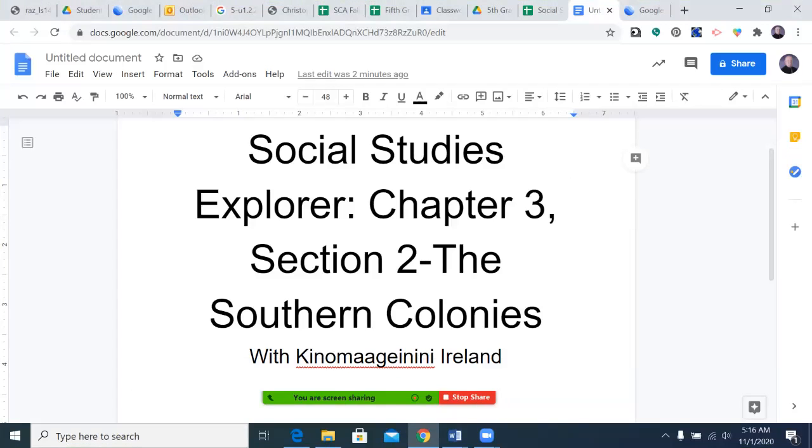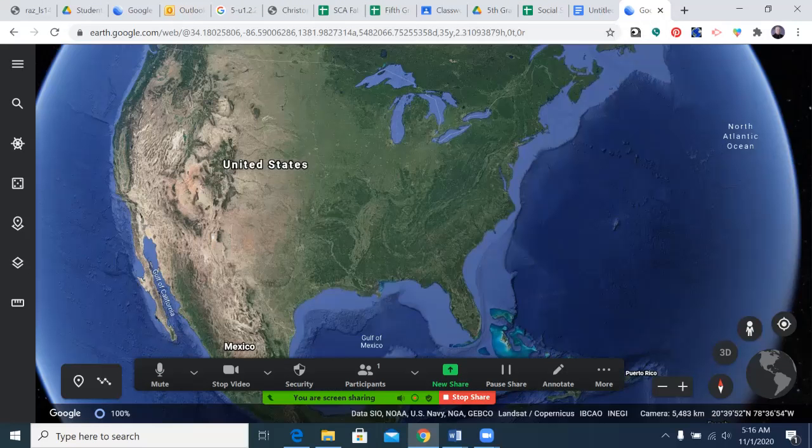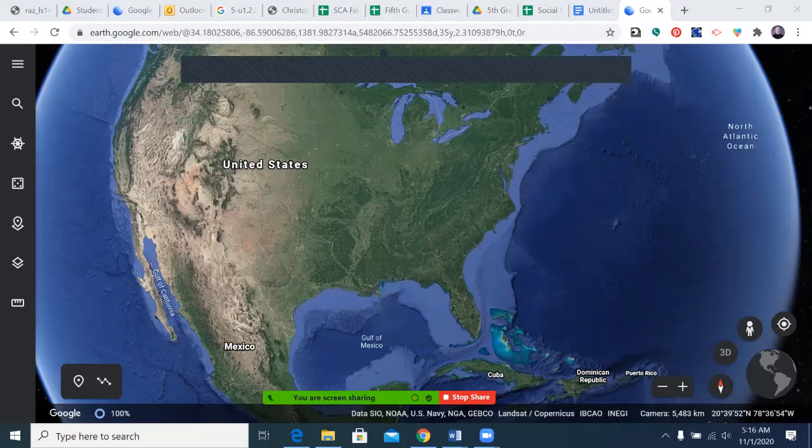Today's episode, Chapter 3, Section 2, the Southern Colonies. We'll begin this section with a quick view of Google Earth. When we look at the Southern Colonies, we're looking basically at this region right in here.